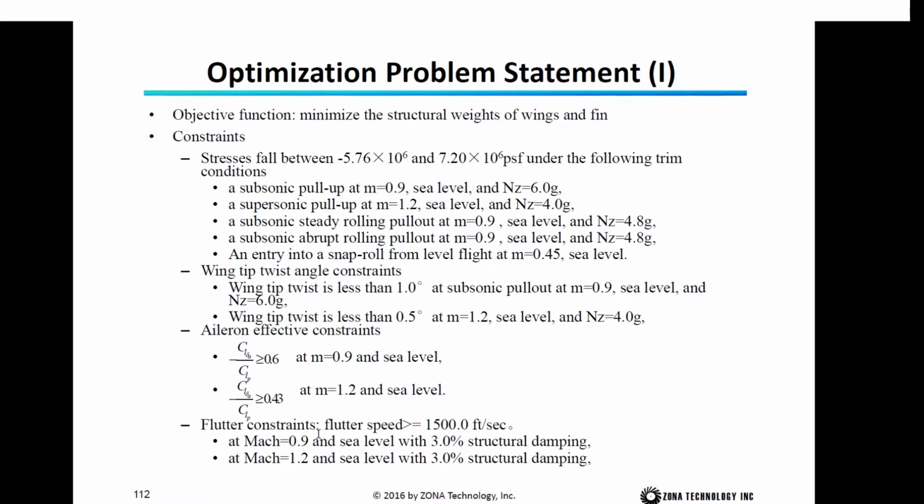And also we want a flutter constraint greater than 1500 feet per second at Mach 0.9 and sea level, and Mach 1.2 sea level, with 3% of structural damping.